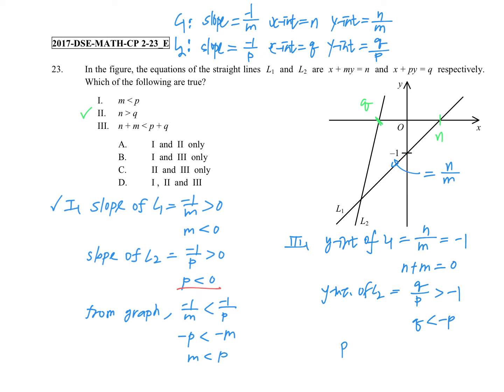So that's why p plus q will be less than 0, and 0 equals to m plus n. So that's why p plus q is less than m plus n. And then that's why m plus n should be bigger than p plus q. So that's why statement 3 is incorrect.